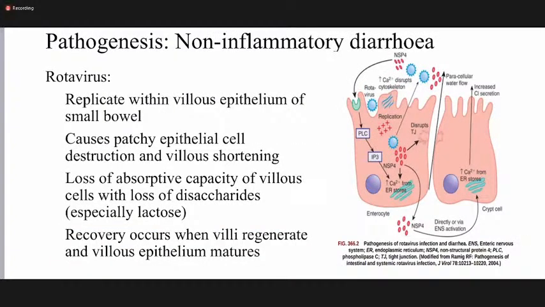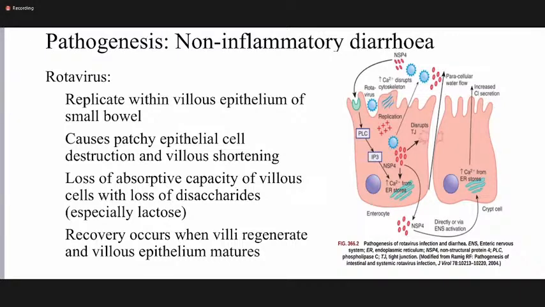So what happens with rotavirus? Rotavirus tends to affect the small bowel mainly. It invades the small bowel epithelium and causes some destruction and shortening of the villi. When the villi are shortened, you remember that most of the absorption takes place at the villus level. So when the villi are shortened or destroyed, there is loss of absorptive capacity.